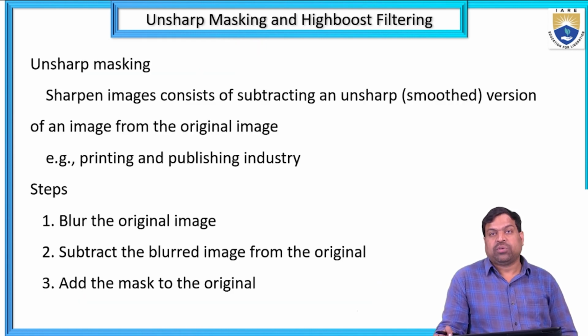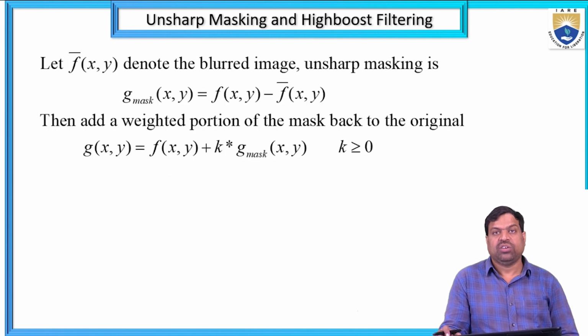Okay, what does unsharp masking mean? A sharpened image is obtained by subtracting an unsharp, smoothed version of the image from the original. This is used in the printing and publishing industry. What are the steps for unsharp masking? Blur the original image, subtract the blurred image from the original, and add the mask to the original.